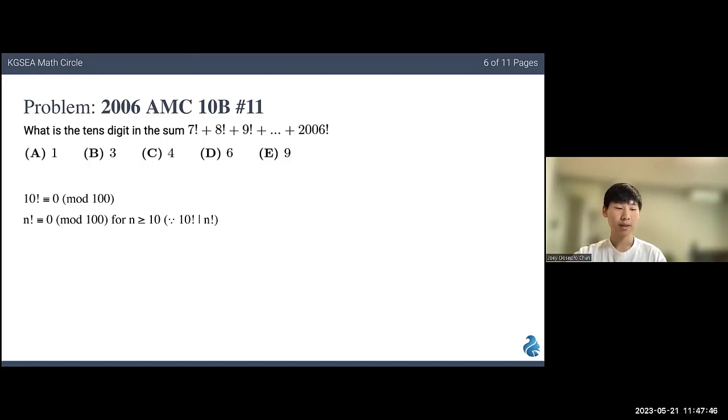And that means the summation we want to figure out is congruent to 7 factorial plus 8 factorial plus 9 factorial. And after calculating, we can figure out that yields 40 modulo 100. And since we're wanting to find the tens digit, the answer would be C.